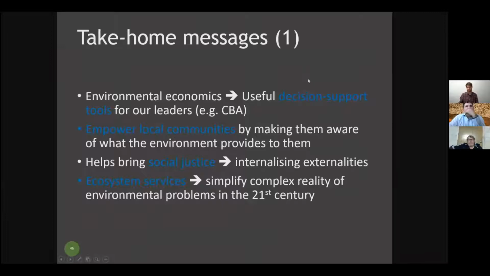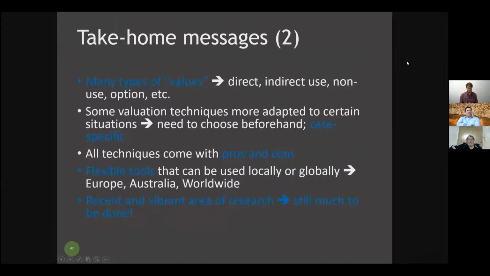We've seen that ecosystem services is a useful framework that simplifies the complex reality of environmental problems and helps us realize the different goods and services that we benefit from as society directly from natural ecosystems. We've seen that there are different types of values, like the non-use value and the use value, the direct and indirect values and so on. So measuring all of these can be challenging sometimes. Fortunately, we have different valuation techniques. Certain ones are way more adapted than others, depending on the situation, so it's important to choose them wisely and on a case-specific basis. All of them, as we have seen, have their pros and cons.